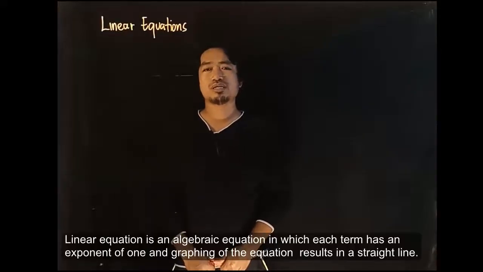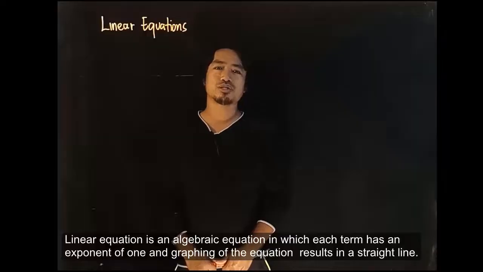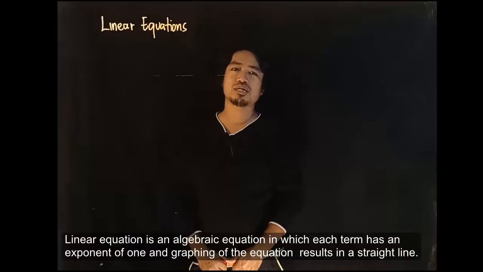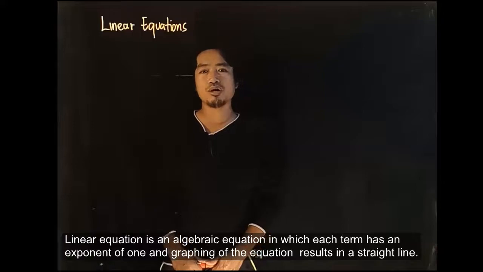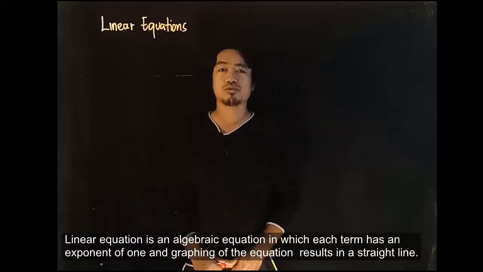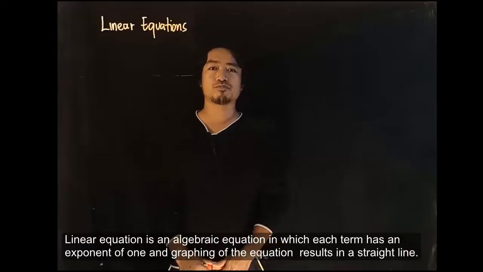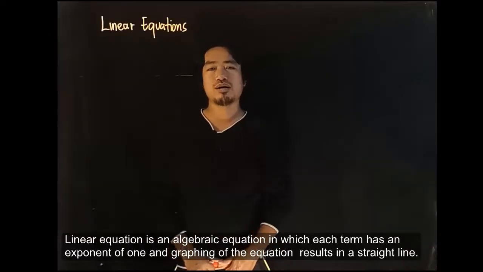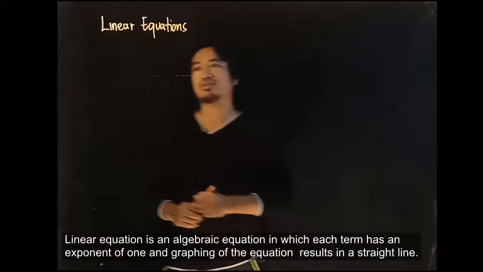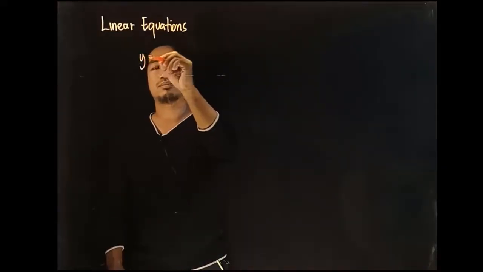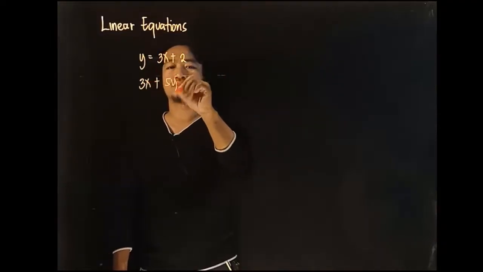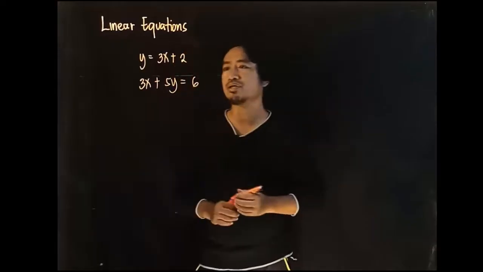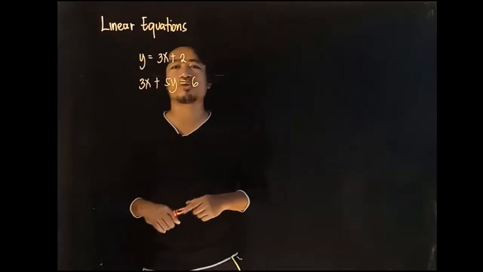Linear equations can be described as algebraic expressions among whose terms the highest possible degree is 1. And if you collect all possible points, or all possible solutions of the equation, you would produce a straight line. Examples of linear equations are as follows. So these are examples of linear equations.